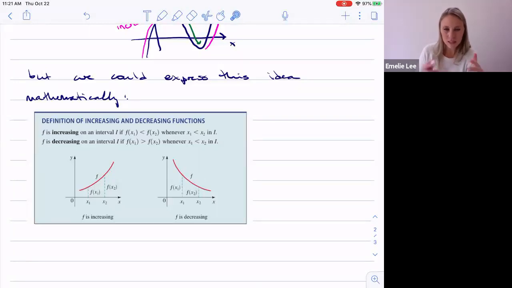So we know what these things look like, increasing and decreasing, but it's going to be really important that we can start to read statements like this and say, oh yeah, that makes sense because of what I know increasing and decreasing look like. So we already know what these things look like, but we can prove it mathematically using the statement.